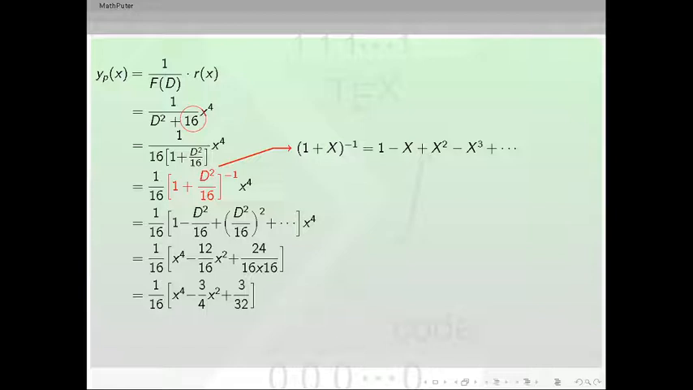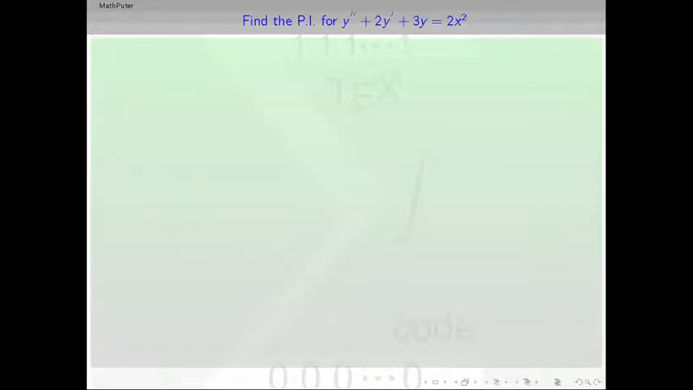Okay, so now let us go for the next example. The next example is to find the particular integral for y double dash plus 2y dash plus 3y equal to 2x square. So we have the particular integral as 1 upon f(D) into R(x). What is f(D)? Look here, D square plus 2D plus 3, and R(x) is 2x square.